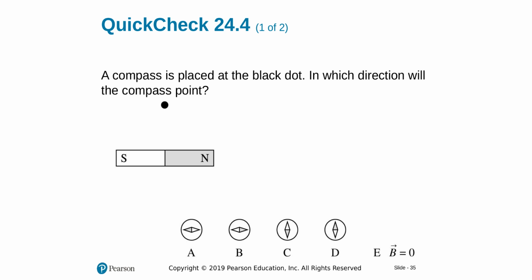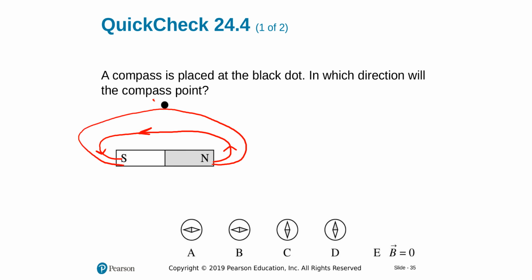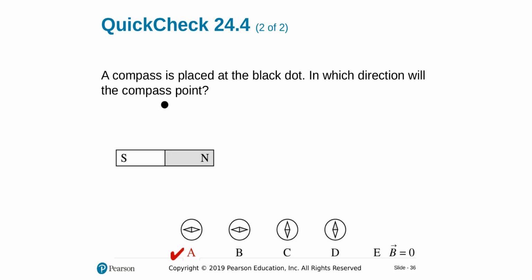A compass is placed up here. In which direction will the compass point? Again, the idea is the same. North to south. Away from north towards south. Here's my direction. If I keep drawing these, it will be the same, going farther and farther away, but in any case it will be towards the left here. So that's what I expect to see there.